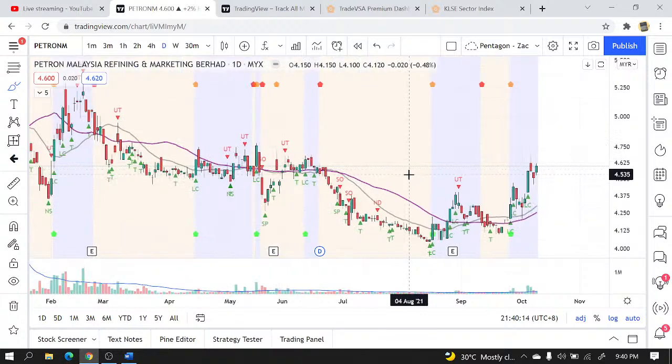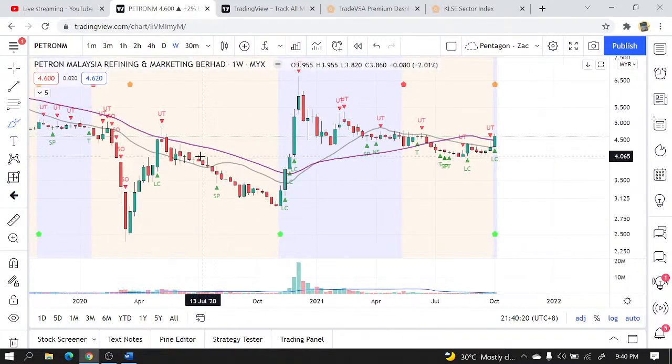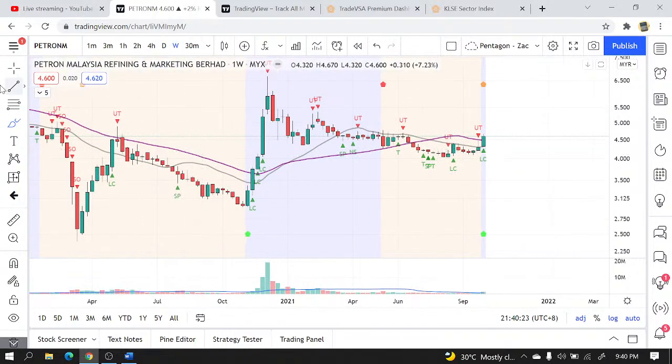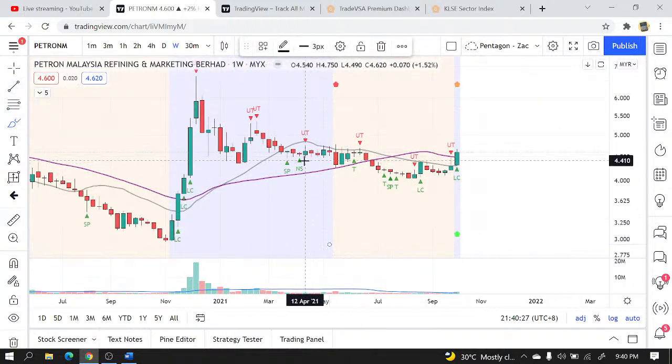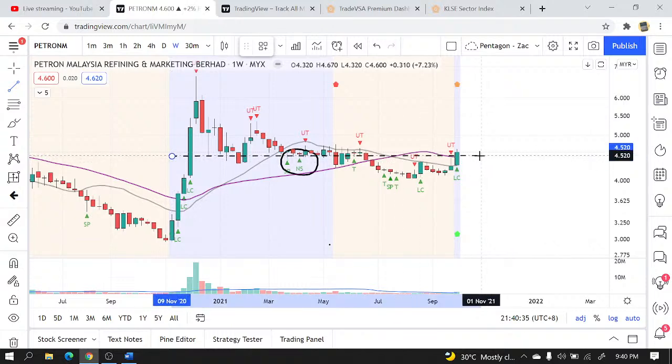Okay, Petrol M doesn't have NS, unfortunately, because it doesn't come with high volume on Friday closing. Okay, switch to weekly, but something very interesting as well, right? If you look in here, this is weekly. NS. Do you know what it means? NS usually will form what? It will form a support.